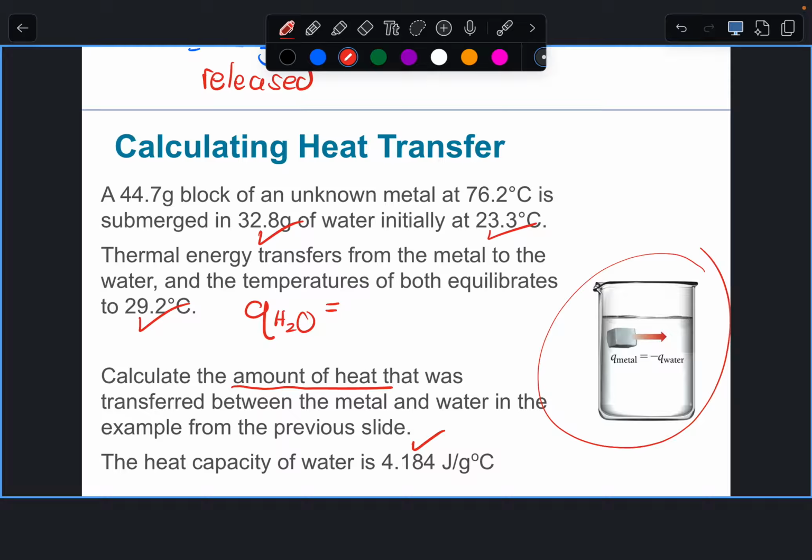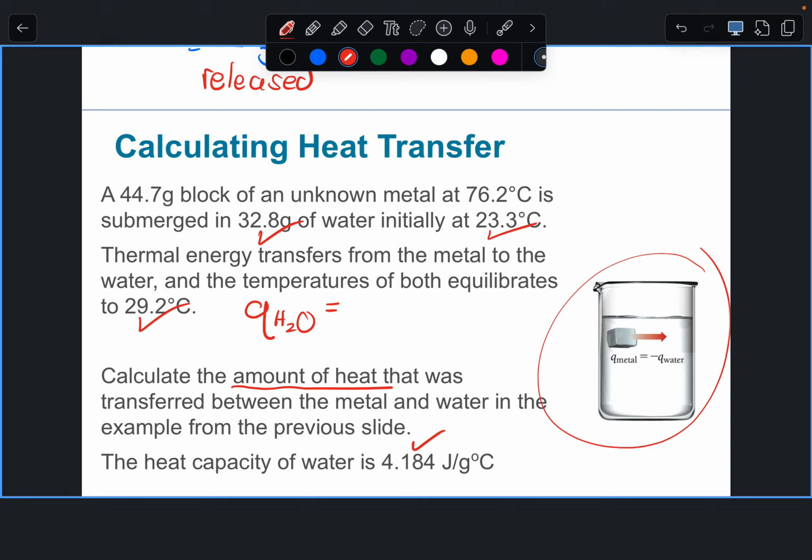And we know that if one thing gives away heat and one thing takes it, that amount has to be the same. The sign will be different because one is releasing it and one's absorbing it, but the amount is going to be the same. So we can simply rely on the fact that the Q of the metal is equal to the Q of the water, just a different sign, right? So we're going to go ahead and just calculate the Q of the water to determine that amount of heat.